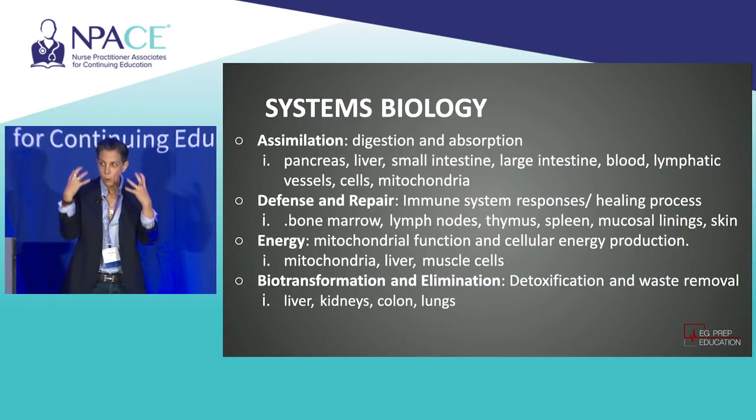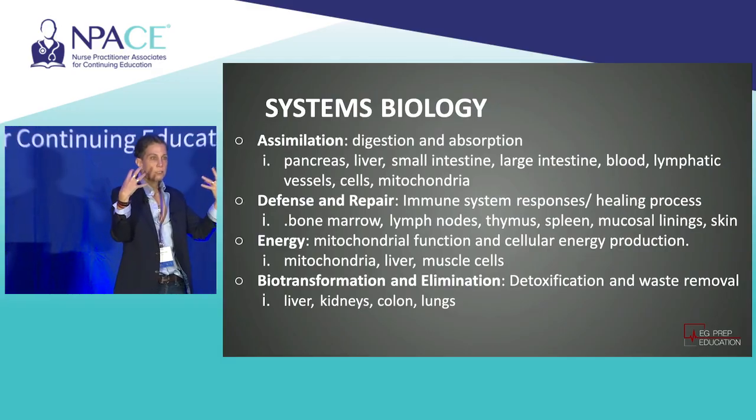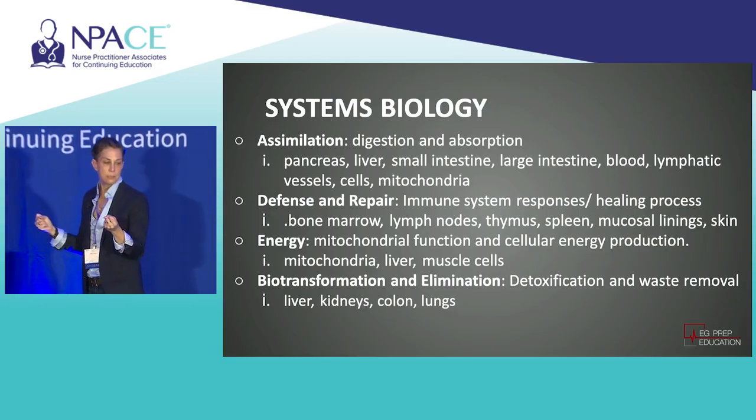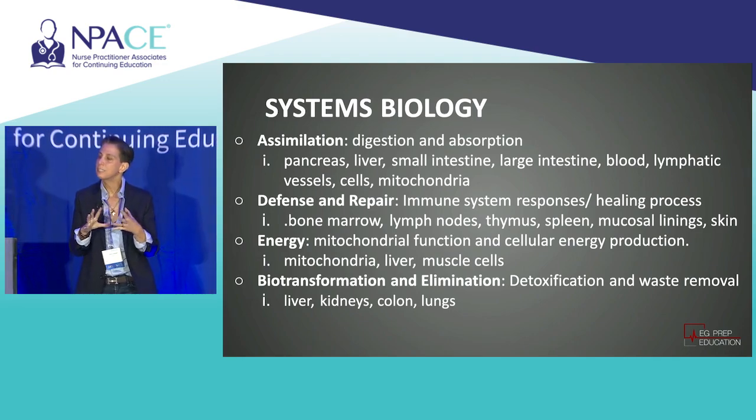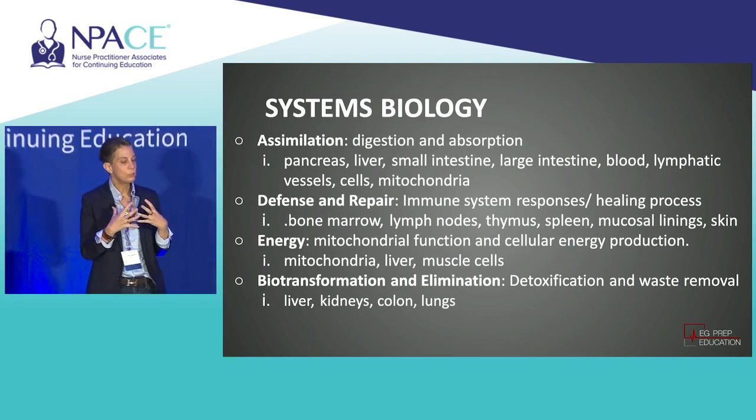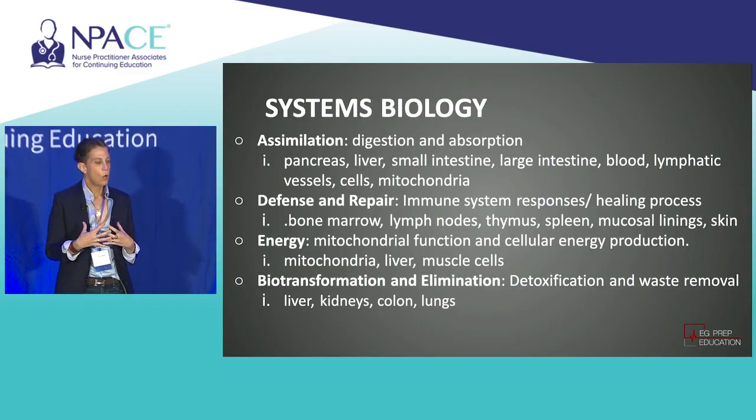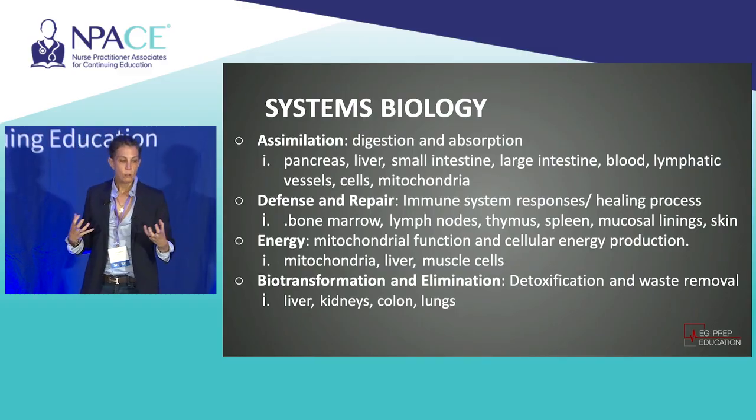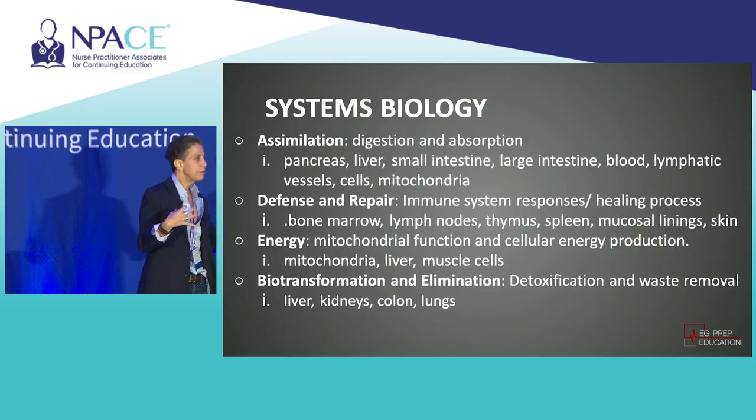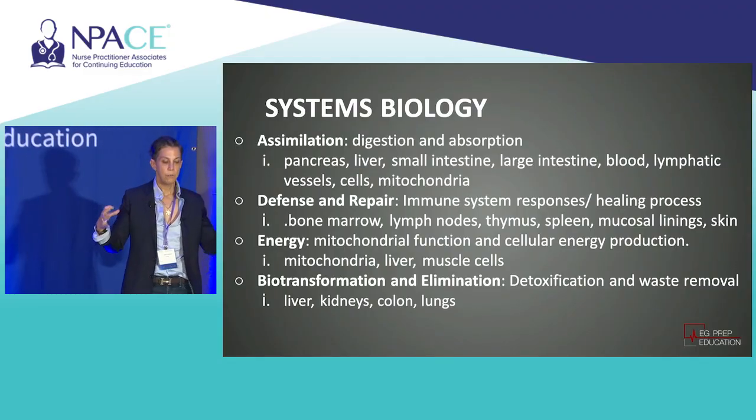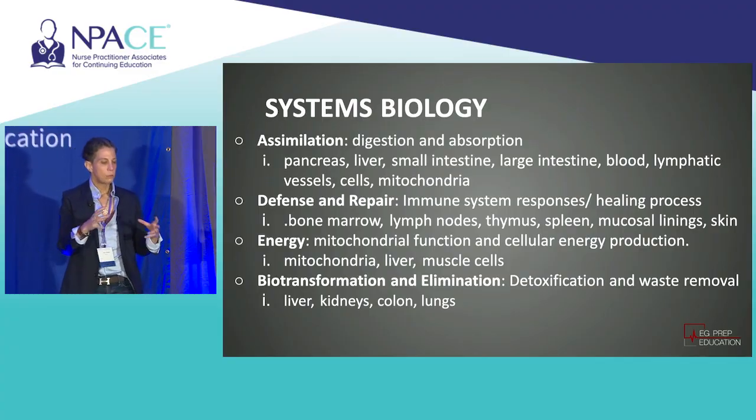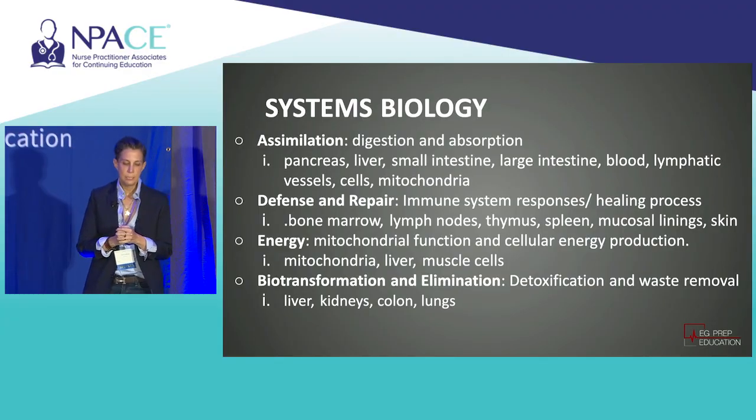We think that that's the only way to see the body, but there's other ways to categorize what's happening in the system. So here we have assimilation. Assimilation is digestion, absorption, so it includes the GI, it also includes the skin, different way of looking at it, also looks at lymphatic vessels, also looks at mitochondria, because mitochondria are off, that's how you get sick, that's how you age. Defense and repair, that includes our entire immune system, including the bone marrow, lymph nodes, thymus, spleen, mucosal linings, skin.